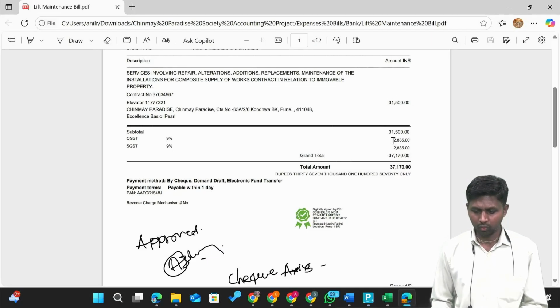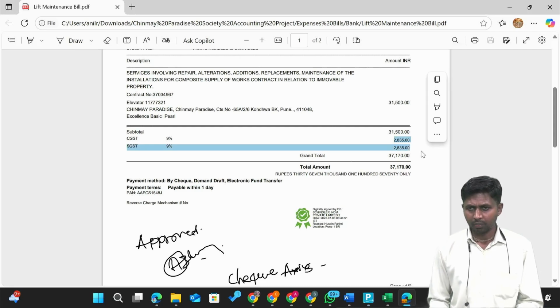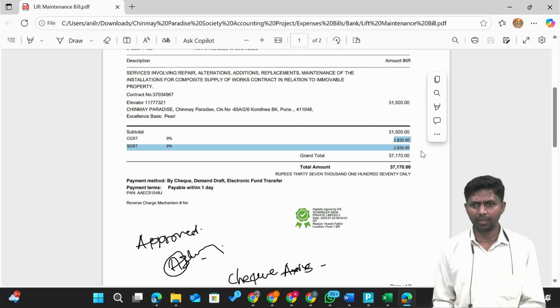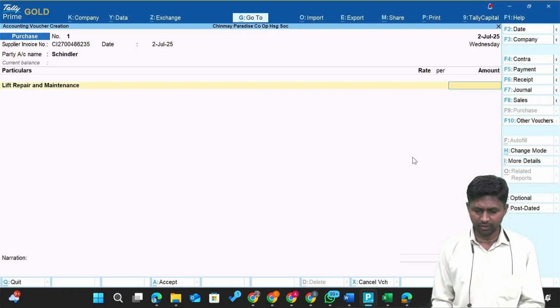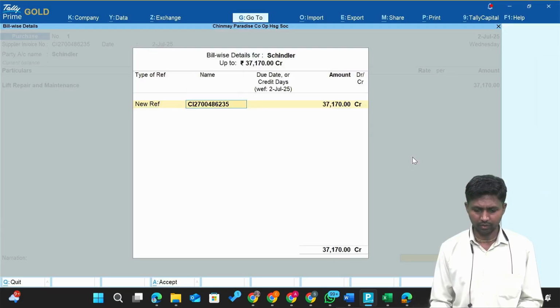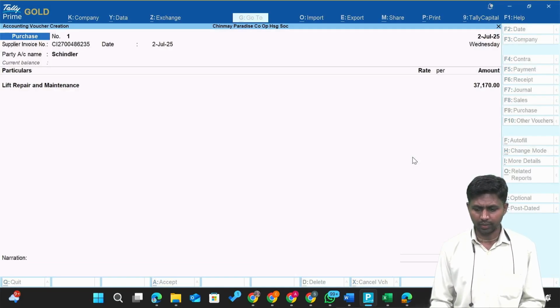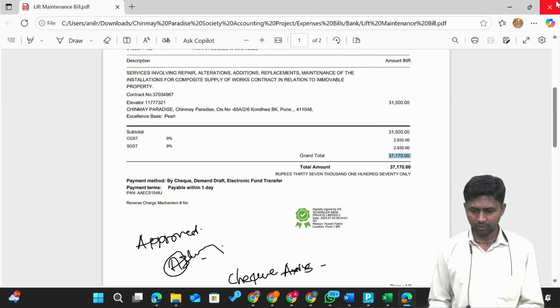No need to record GST because we will not get the benefit of GST. Therefore, why record? GST is not applicable. Therefore, book the entry with full bill amount 37,170. 37,170. And then finally enter this new bill. Yes, this is new bill. Enter, accept it. Over. This entry is over.